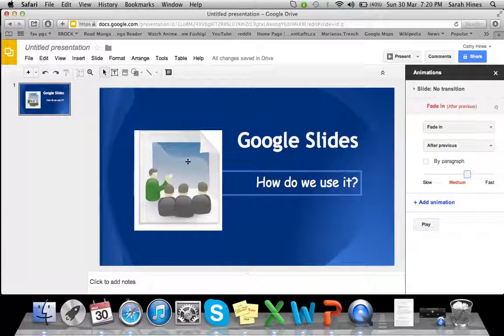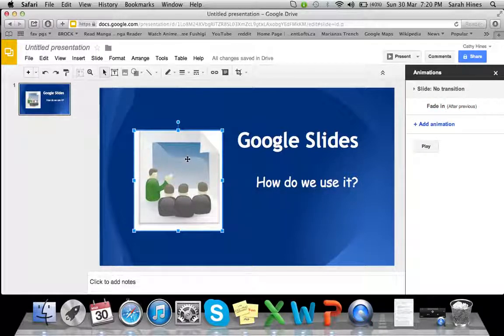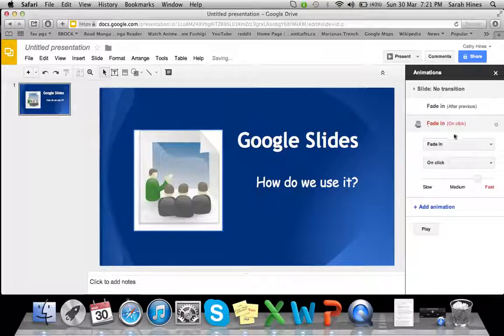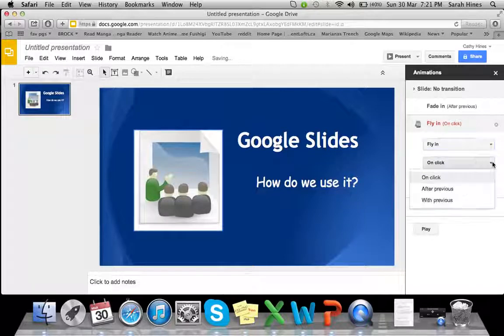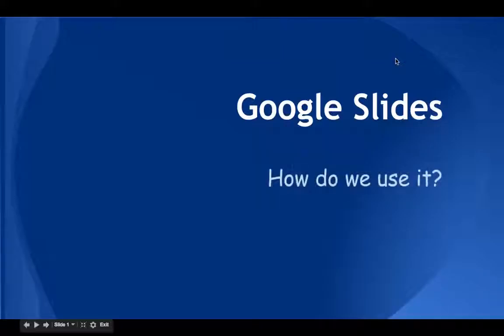I'm finished with that, so now I'm going to put some animation on my picture. I click on the graphics, go back to Add Animation, and I'm going to choose something different. I'll have it fly in after the previous text, and I'll also slow down the speed. When my slide's complete, I can look at it by clicking the Present button. This will show me how the slide will look, and I can decide if it needs any changes.